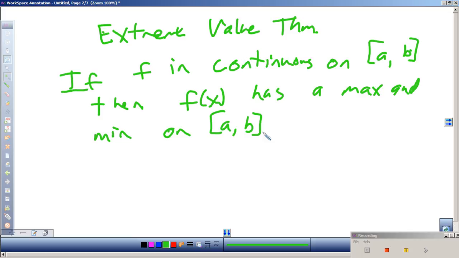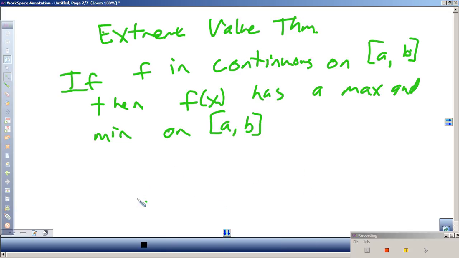Would that make sense if that would be the case? Yeah. Now, it doesn't mean that there is only one maximum or only one minimum. In other words, you could have something that does this and goes up to the same height. So you'd have two maximums, but there is a maximum. There's also a minimum.